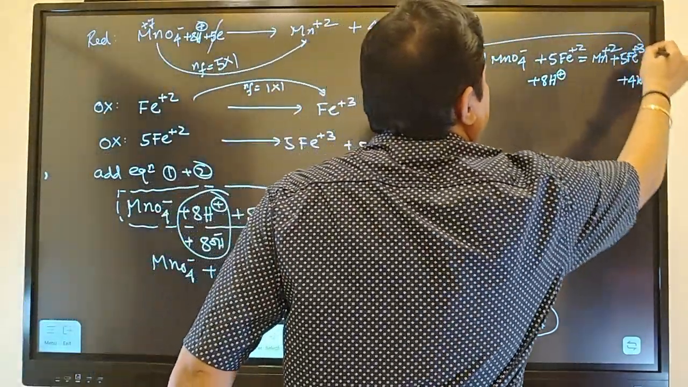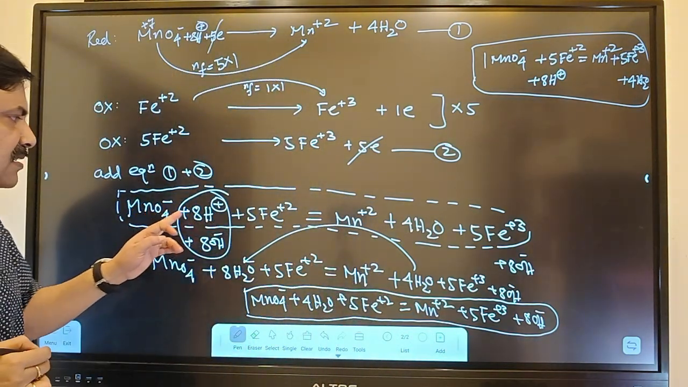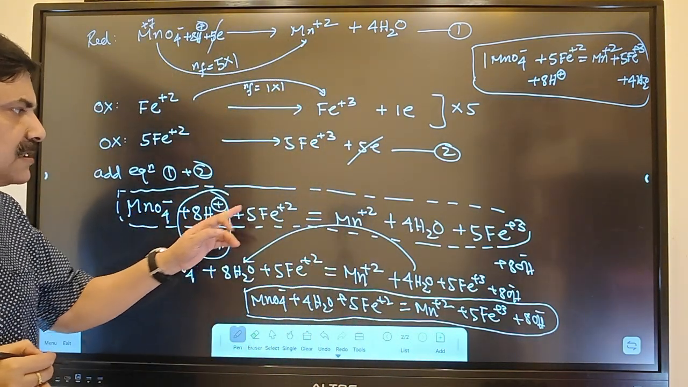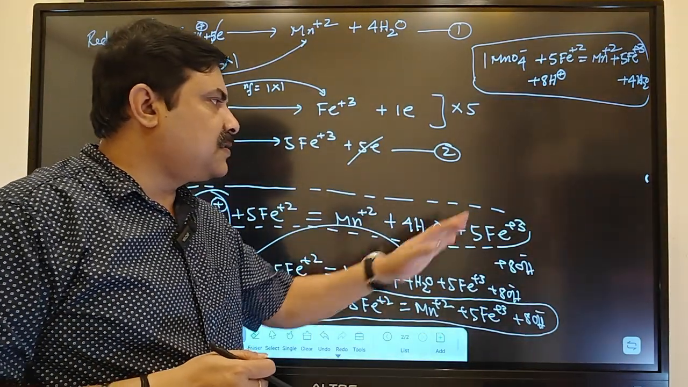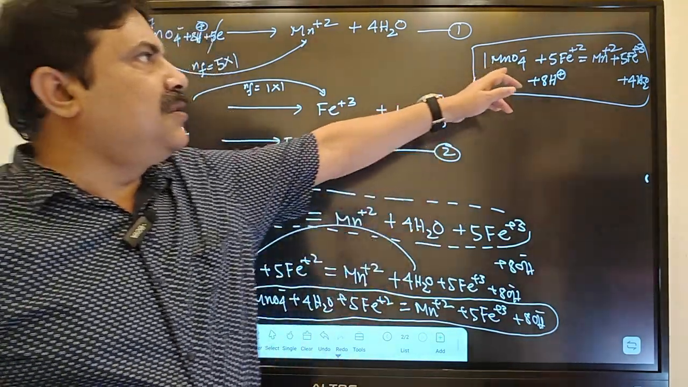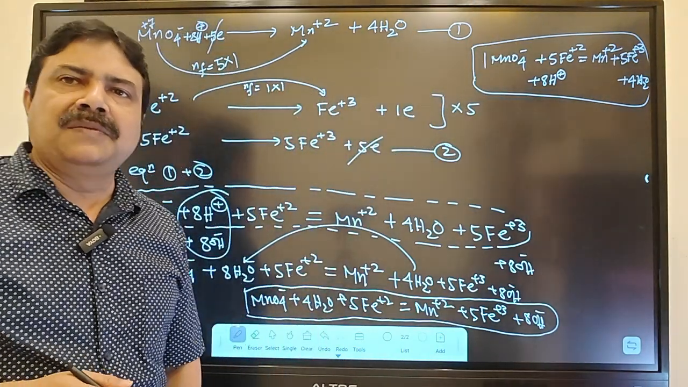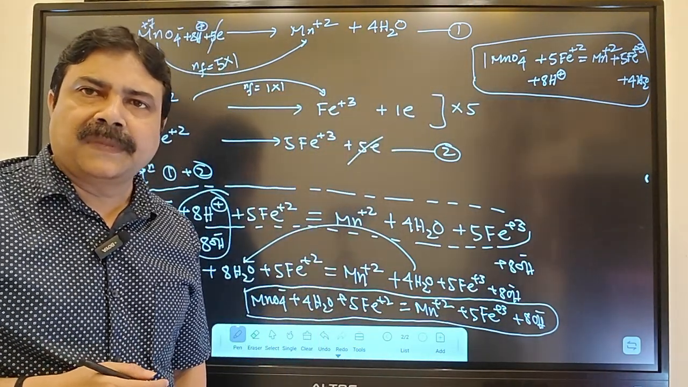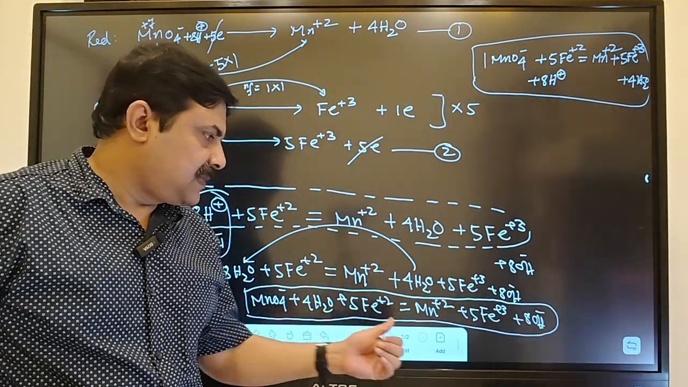You look at the same thing we got in the ion electron method: MnO4 minus plus 8H plus plus 5Fe plus 2 equals Mn plus 2 plus 4H2O plus 5Fe plus 3. We get the same thing here by the oxidation number method with a simple trick. Is it clear? Okay, let us look at another reaction and then we will wind up.